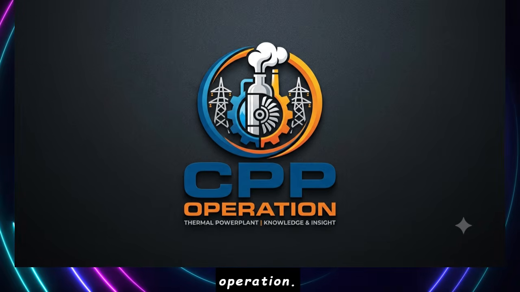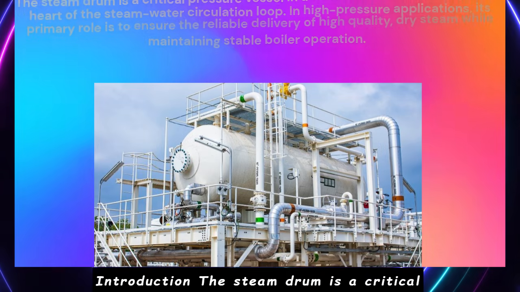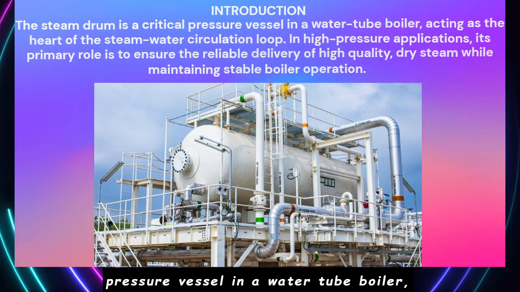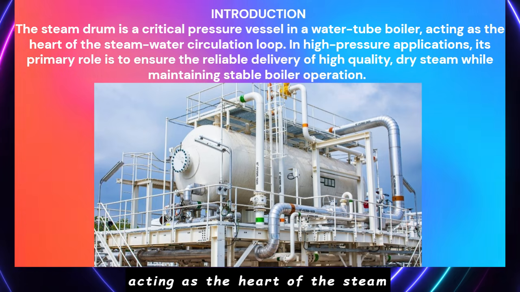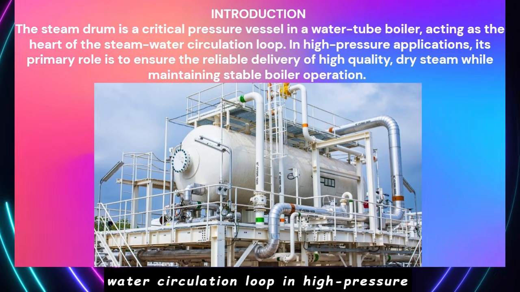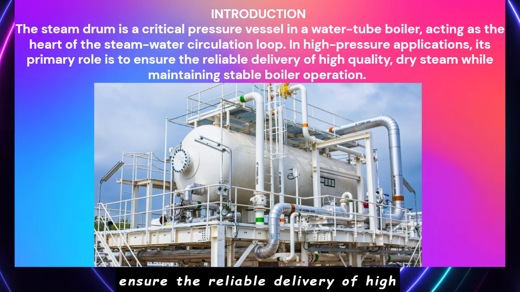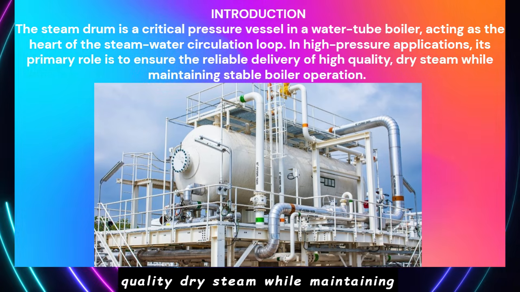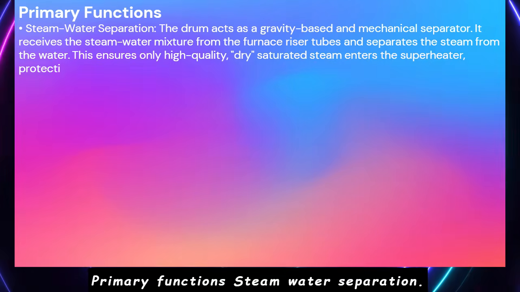CPP Operation. Steam Drum. Introduction. The steam drum is a critical pressure vessel in a water tube boiler, acting as the heart of the steam water circulation loop. In high-pressure applications, its primary role is to ensure the reliable delivery of high-quality, dry steam while maintaining stable boiler operation. Primary functions.